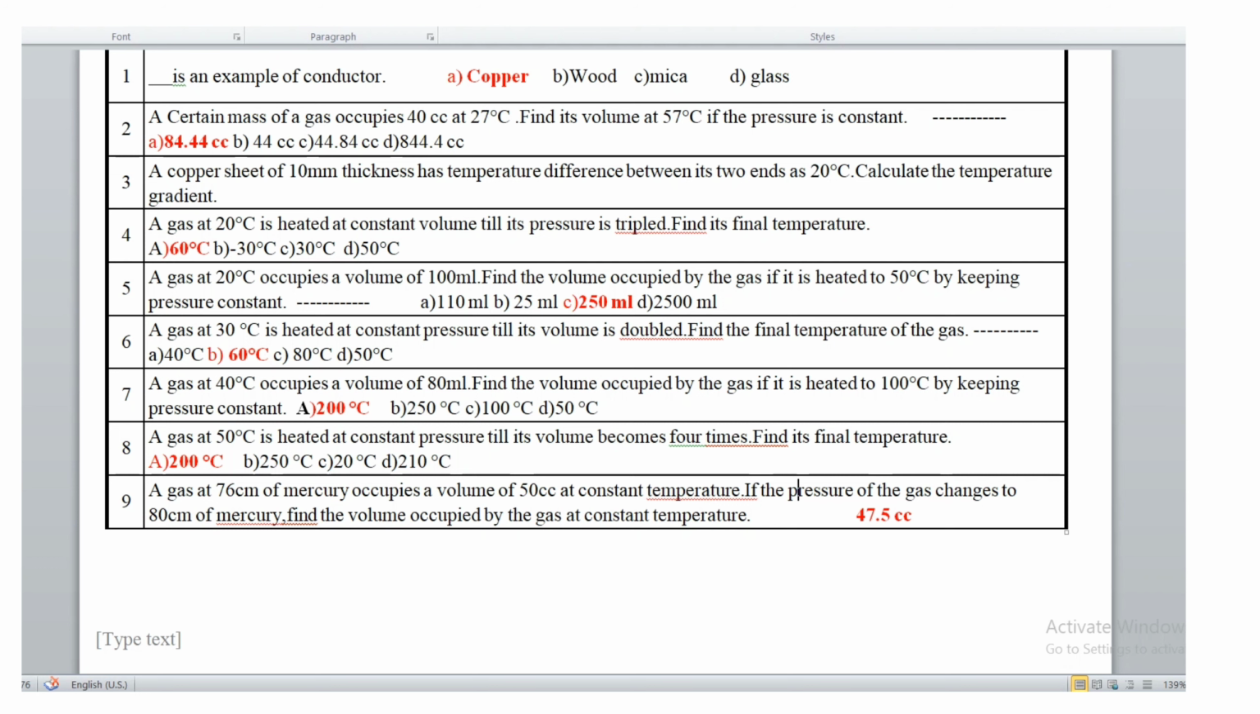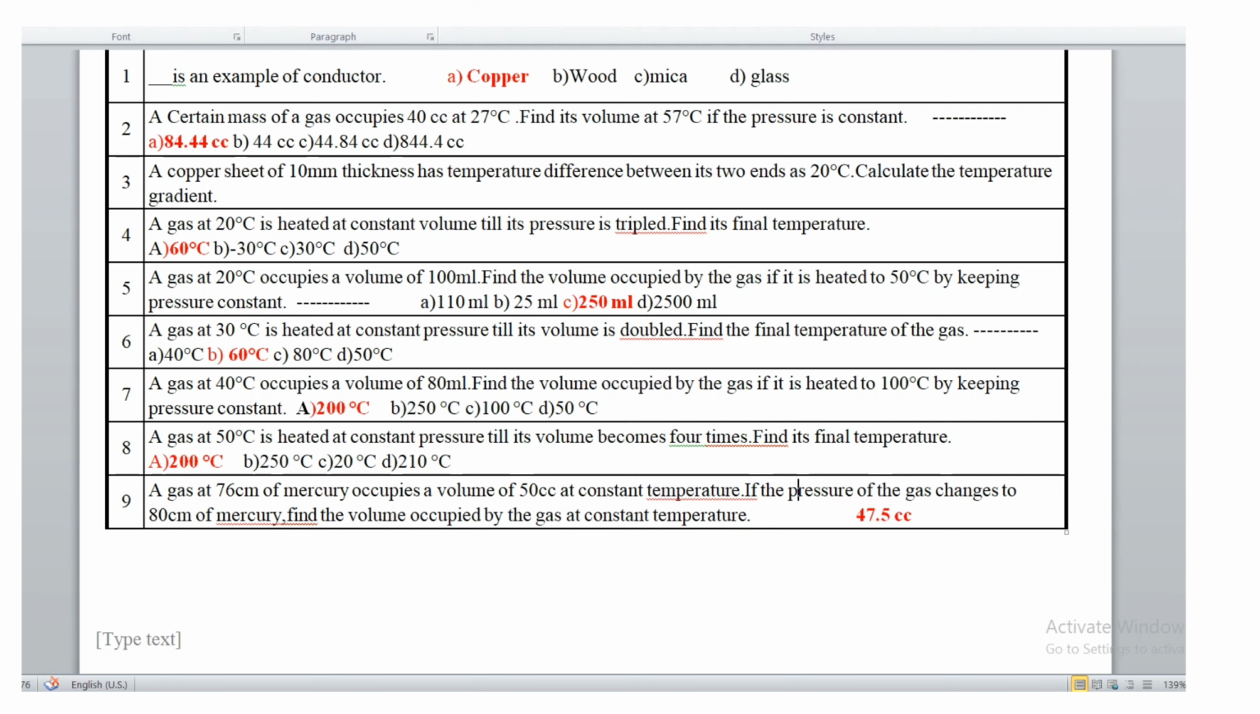A gas at 30 degrees Celsius is heated at constant temperature till its volume is double. Find the final temperature of the gas. It is 60 degrees Celsius. A gas at 40 degrees Celsius occupies a volume of 80 ml. Find the volume occupied by the gas if it is heated to 100 degrees Celsius by keeping pressure constant. It is 200 ml. Then next, a gas at 50 degrees Celsius is heated at constant pressure till its volume becomes 4 times. Find its final temperature. Final temperature is 200 degrees Celsius.